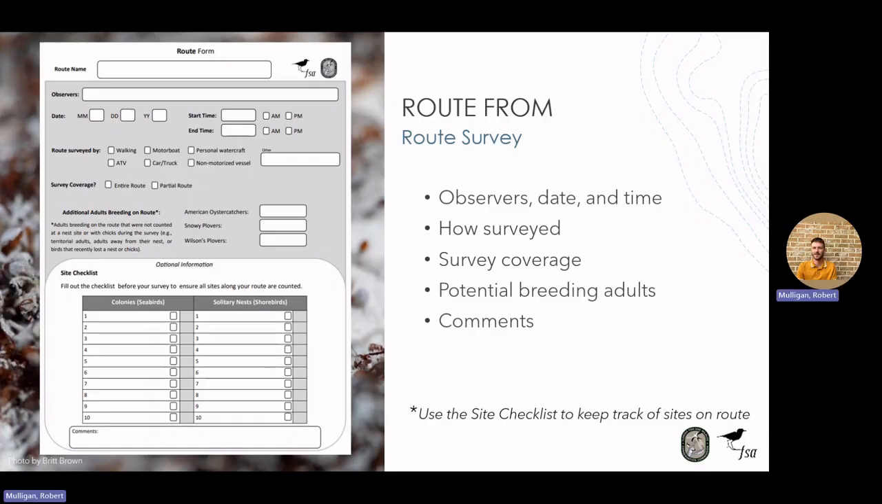When filling out a route form, you will record the following: the name of the route, the names of the observers that participated in the route survey. These should be the people who helped collect data, not just people tagging along for fun. The date and the start and end times of the survey. Remember to use local time.